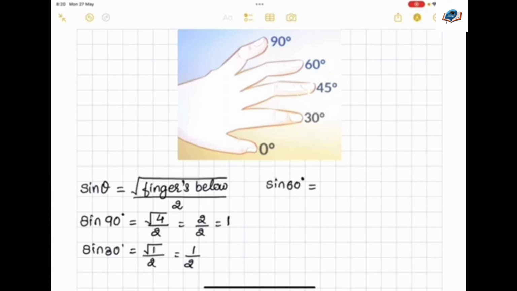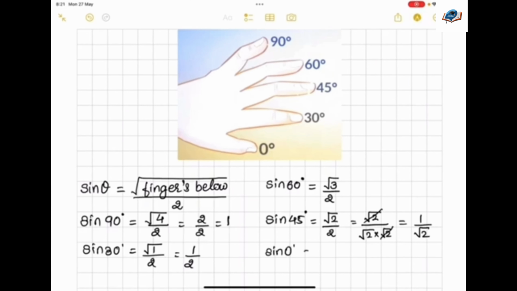Same way I can do for sin 60. 3 fingers are below 60, so root 3 by 2. Sin 45 will be root 2 upon 2. That will be root 2 upon root 2 into root 2, so root 2 gets cancelled, so 1 by root 2. And to find sin 0, I count fingers below. That is no fingers, so root 0 by 2, that will be 0.